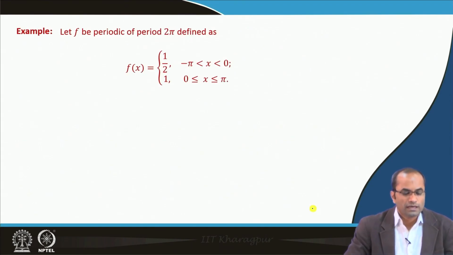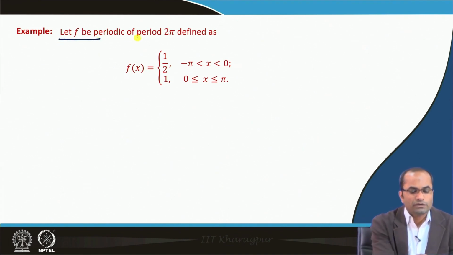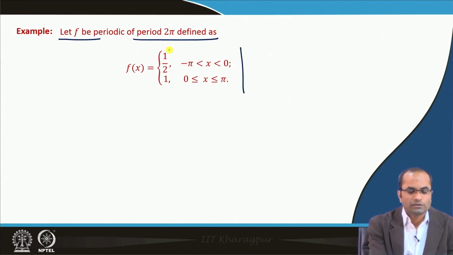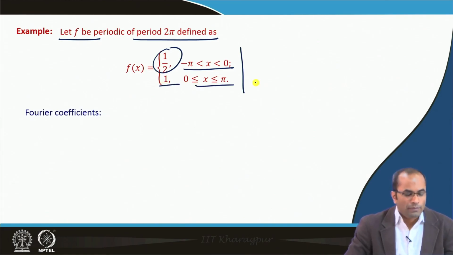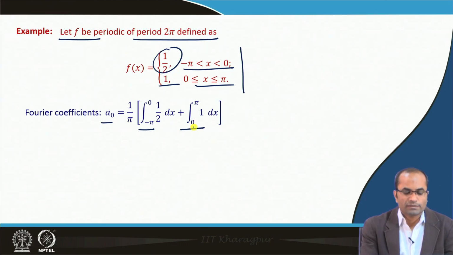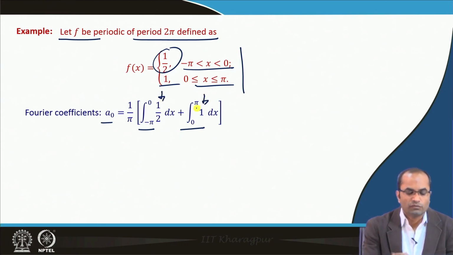Okay, so this is the last example we will discuss here. Let f be a periodic function with period 2 pi, defined in this way: half from minus pi to 0, and then 1 from 0 to pi. So, if you compute its Fourier coefficients, first a naught, from minus pi to 0 and 0 to pi, the respective values are half and then 1 there.